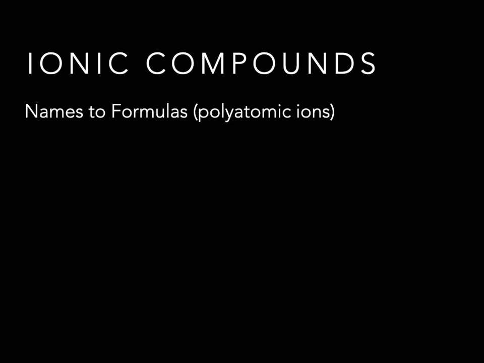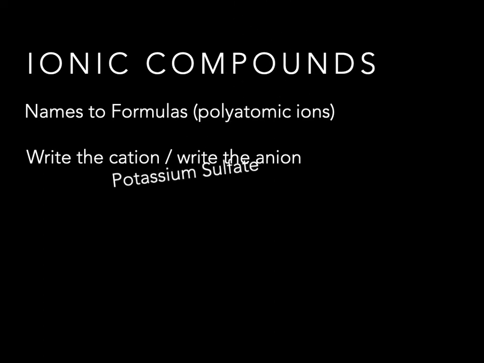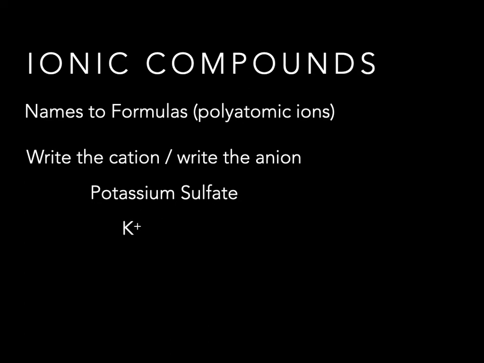All right, so let's talk about names to formulas when there are polyatomic ions involved. So it's the same basic process. Write the cation, write the anion. And so if you start here with potassium sulfate, you're going to start with your potassium cation the same way we did in our last problem with potassium. It's just K+. Sulfate, then, you know just by hearing that, once you learn these, that's SO4 2-. 1 sulfur, 4 oxygens, 2 extra electrons than it should have, carries a 2- charge.